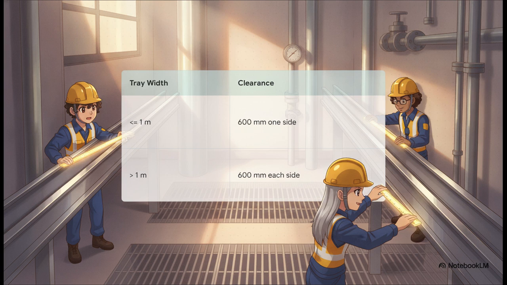Now sure, out on real job sites, you might run into chases, gratings, or process pipes. The code does permit reduced clearances around those specific obstructions, but for exam purposes, burn these 600 millimeter baseline rules into your memory for sure.